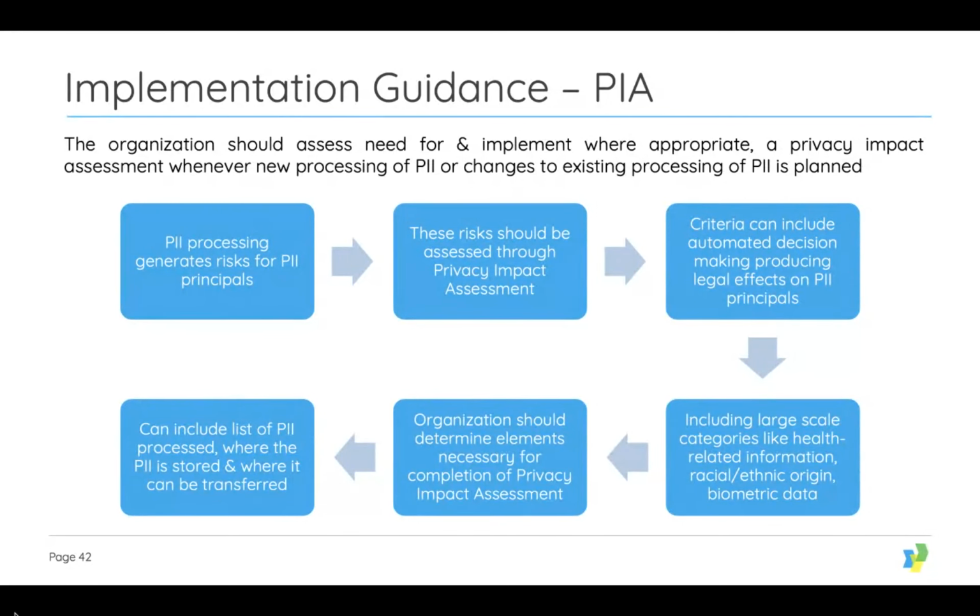So it also talks of PII processing, and the risk should be assessed through the privacy impact assessment. That's what I have been emphasizing. The criteria could include automated decision making, of course, which includes large scale data, maybe PCI data or healthcare data, biometric data, depending on what data you are collecting, storing, and processing, etc. So we also need to look at the elements that would impact our privacy impact assessment, and where the PII data is stored, how it is transferred. I was talking of the data life cycle.